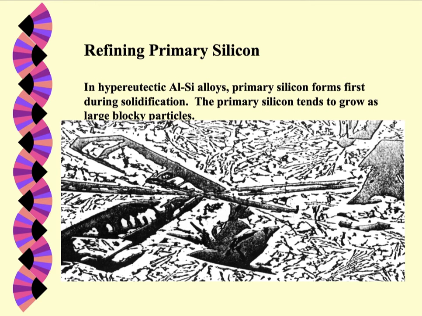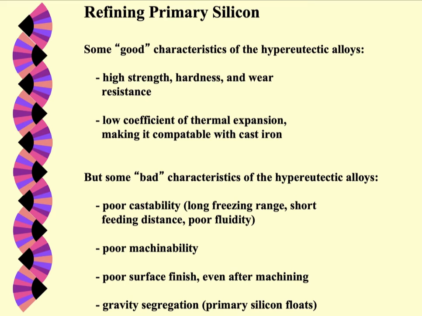What happens is primary silicon starts to form. And it forms these big, large blocks, which are great for wear resistance, like in an engine block. Okay. The other thing is, these alloys, the high silicon alloys, have a more similar coefficient of thermal expansion than does cast iron. So if you're making a head for a car where the head is aluminum and the block is cast iron, it will match the expansion and contraction more evenly.